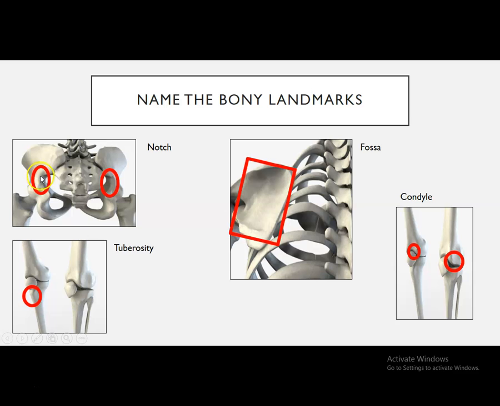So we have a notch. This here is the notch. Got the fossa, which is this deep depression where muscles are attached to. Tuberosity, this is the tibial tuberosity. It's on the tibia, it's here as well. Remember, muscles attach to tuberosities.